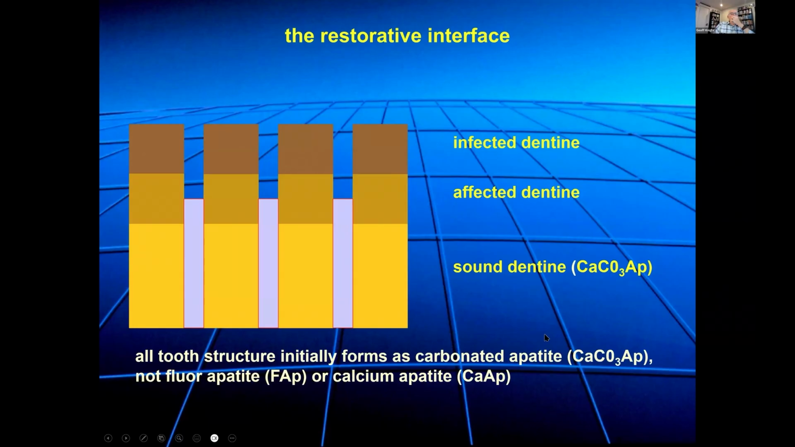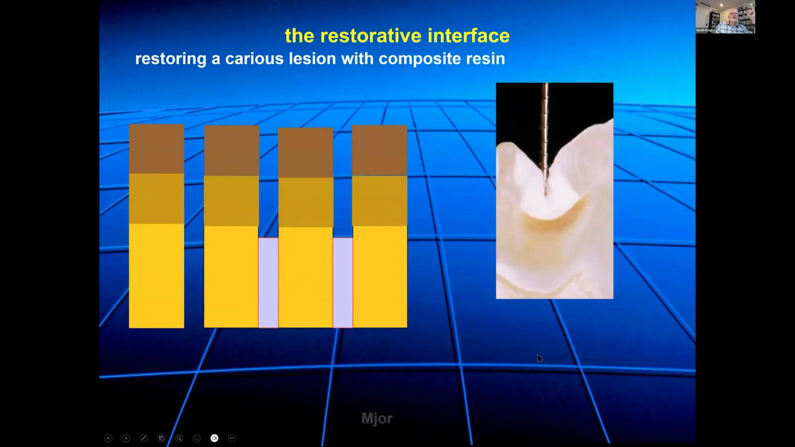How is the best way to restore a carious lesion? This is a schematic diagram. You've got infected dentine, affected dentine, and sound dentine, and all of this is carbonated apatite. There's no fluorapatite or hydroxyapatite here at all, and that's something you should get your head around. So we're going to do a restoration here with composite resin.